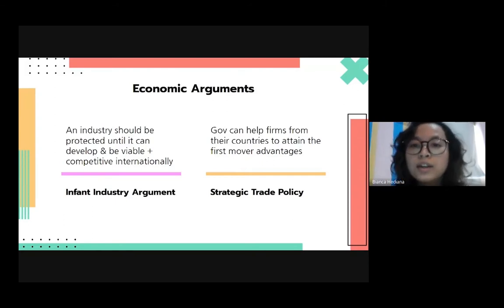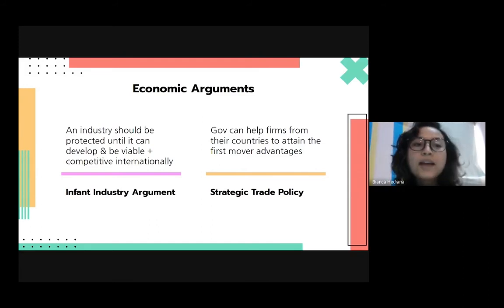So to be short, what is the infant industry argument? The argument tells you that an industry should be protected until it can be developed and become viable and competitive internationally. This argument is accepted as a justification for temporary trade restrictions under the WTO. The question is, when will an industry have grown up? Critics argue that if a country has the potential to develop a viable competitive position, its firms should be capable of raising the necessary funds without additional support from the government.